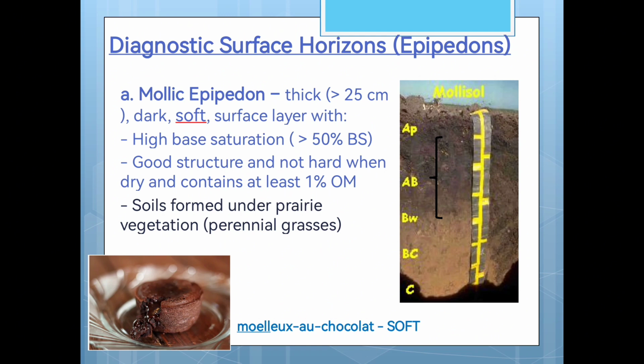When we say prairie vegetation, that is grassland, perennial grasses yung nakatanim doon. And those grasses, when they die, they continuously build up organic matter. Kaya siya ngayon nagiging dark yung kanyang surface layer. So that is molic epipedon.